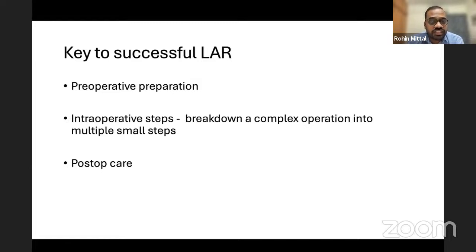What about the intraoperative steps? Again, it is a complex operation, but we can break it down to multiple small steps. We learn these steps and we do them well, and the complex operation becomes simple. And then, of course, you've got to have good post-operative care. So I'm going to dwell a bit on each of them, and then we will discuss the technique as well.